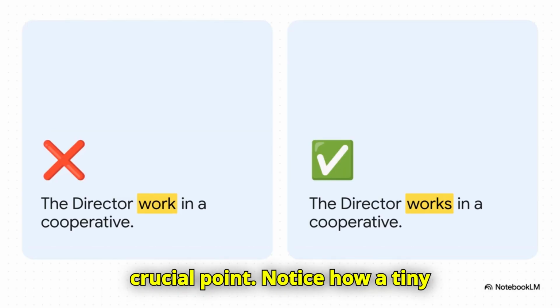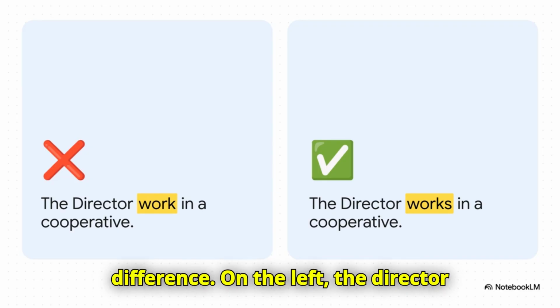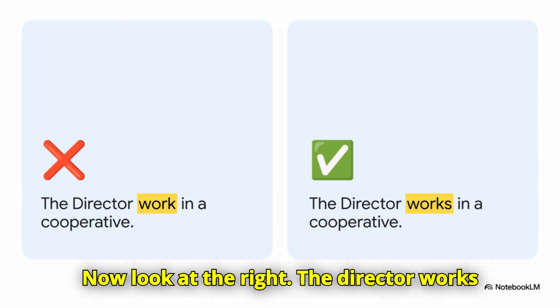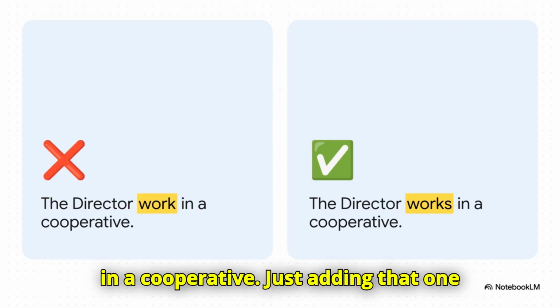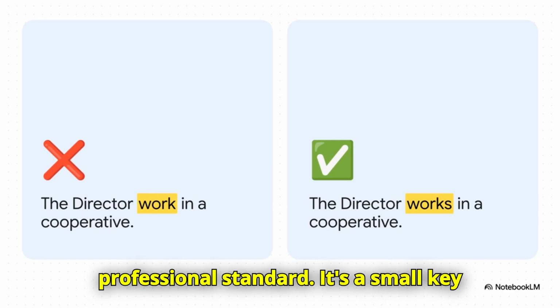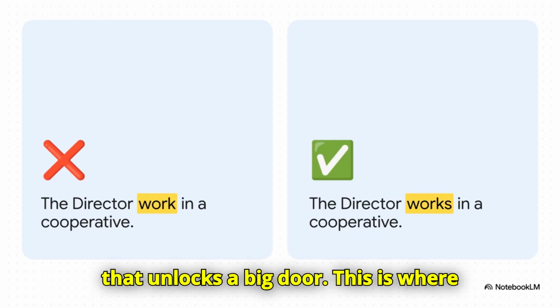So, here's the crucial point. Notice how a tiny grammatical detail can make a huge difference. On the left, the director work in a cooperative. You understand it, but it sounds incorrect. Now, look at the right. The director works in a cooperative. Just adding that one little S lifts the whole sentence to a professional standard. It's a small key that unlocks a big door.